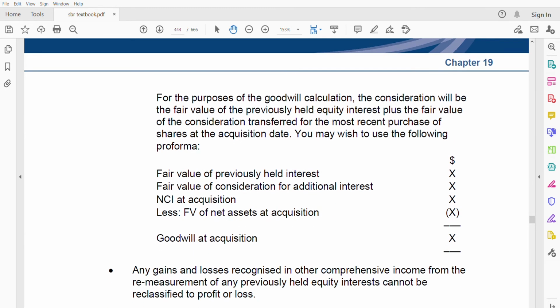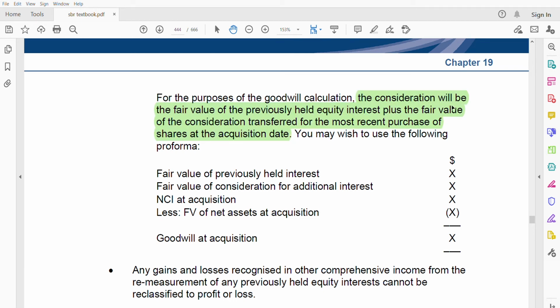Next. So for the purpose of goodwill calculation, when you are calculating goodwill in the second time acquisition, because this is a step acquisition, remember, don't get confused when I say first and second time acquisition. The consideration will be the fair value of the previously held equity interest plus the fair value of the consideration transferred. Okay, you just need to remember this.